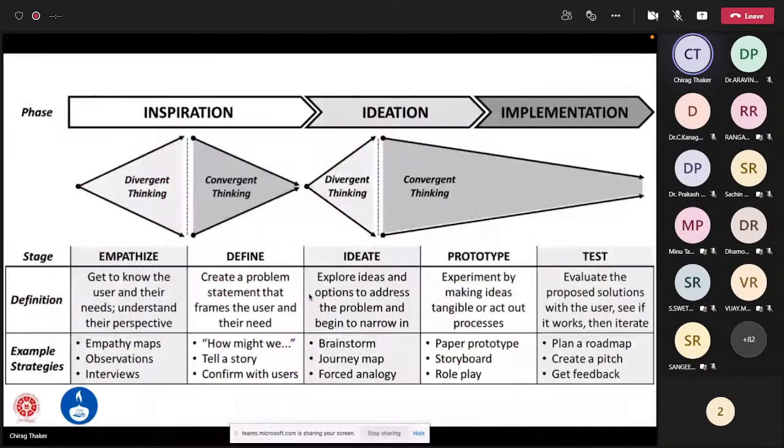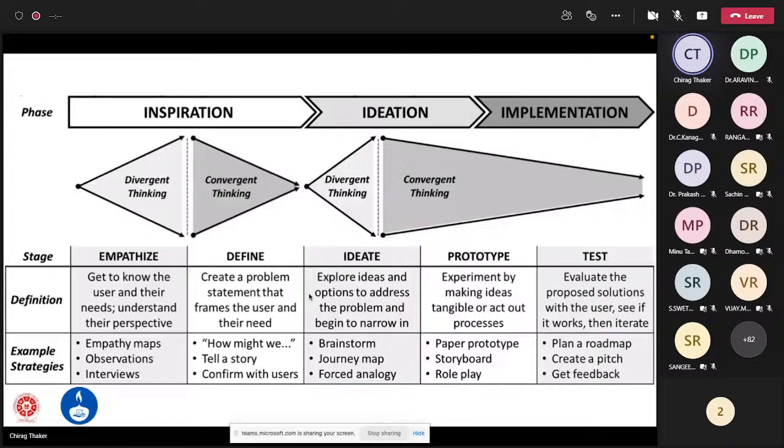Now this is all about the stages and the activities. If it is an empathize phase, what is the definition? Get to know the user and their need, understand their perspective. And what are the strategy examples? Empathy maps, observations, and interviews. If you are in the define stage, create a problem statement that frames the user and their need. So what are going to be the strategies? Tell a story, confirm with the user.